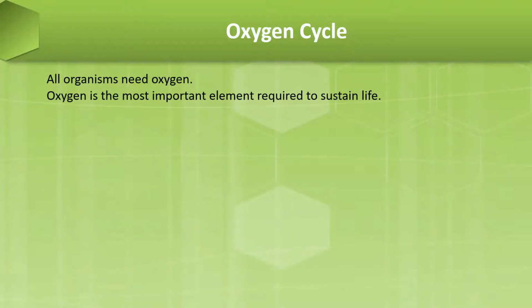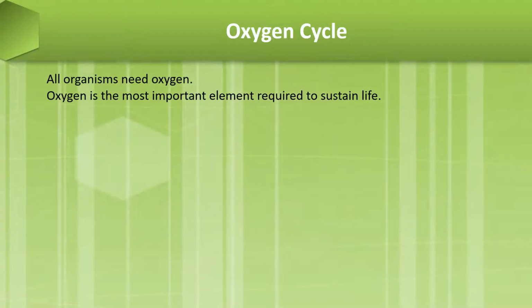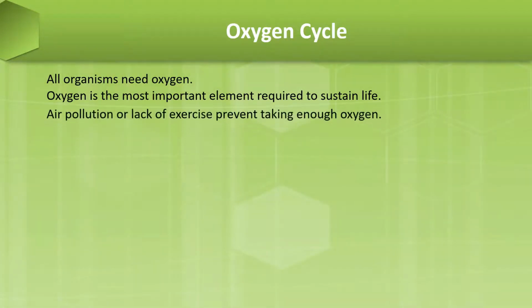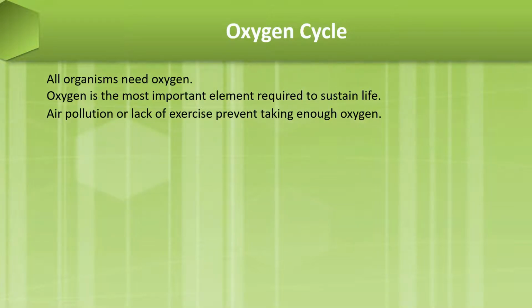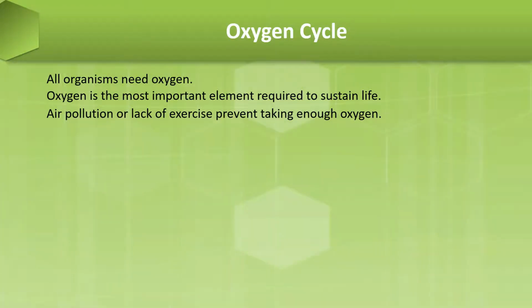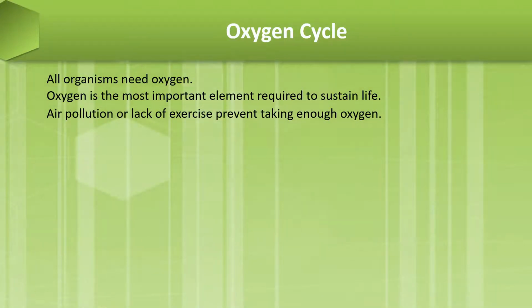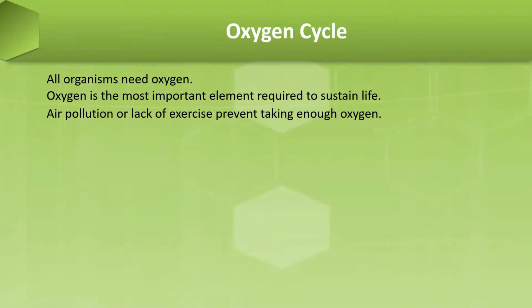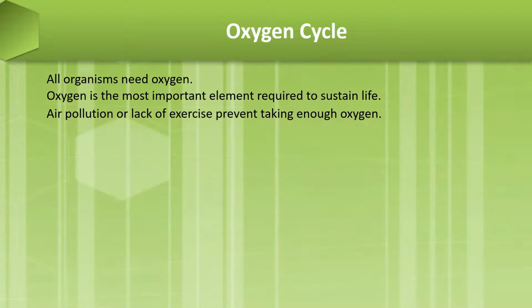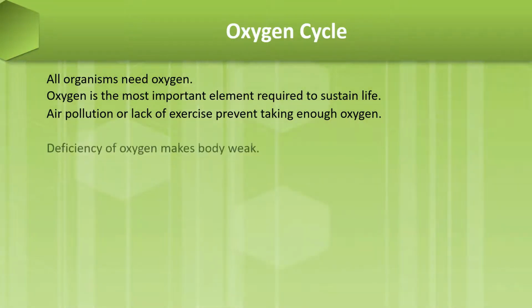Oxygen cycle. As you remember, we said oxygen is about 21% in air. All organisms need oxygen. It's the most important element required to sustain life. Why? Because we need oxygen to burn food and produce energy. Air pollution or lack of exercise prevents taking enough oxygen. So to get enough oxygen, what do we need? We need physical exercises, and we need to save our environment.